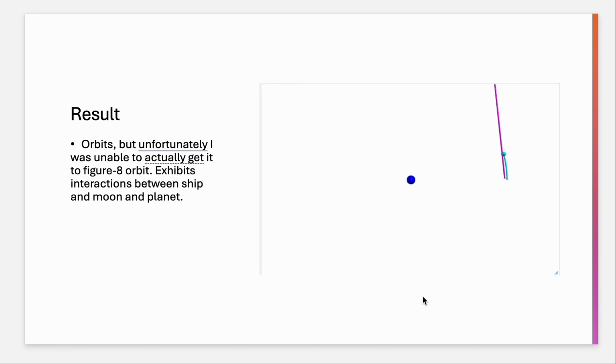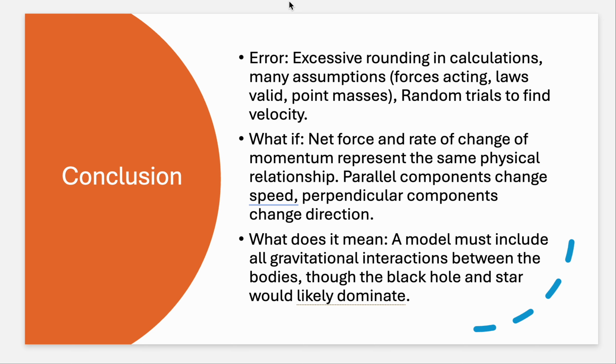However, I was unable to achieve a perfect figure-8 orbit. Errors in this lab were excessive rounding in the calculations. They weren't very accurate. There were lots of assumptions, like the forces that were acting, the laws that were valid, and the point masses. And there was a lot of trial and error to find the velocity.